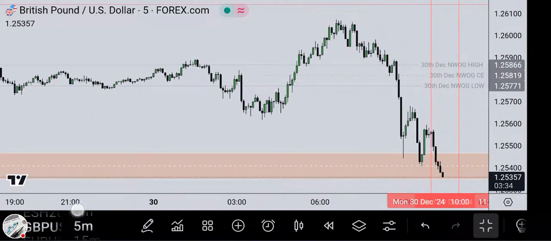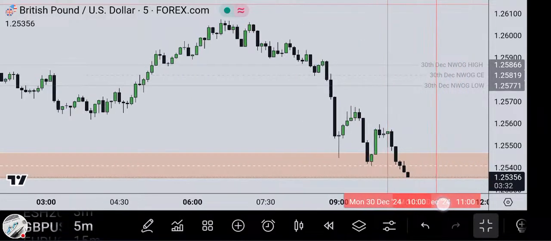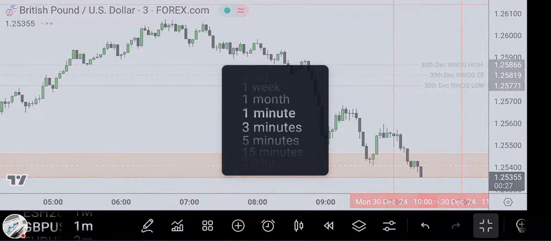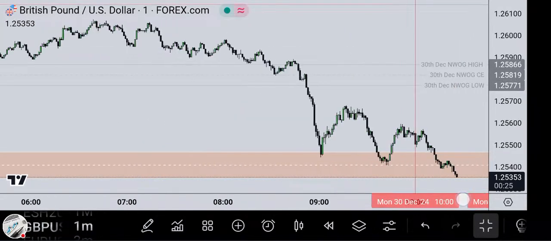So this is the inversion fair value gap. And you can see price going low. So that's what you want to see. You see it's expanding lower, it's expanding lower, expanding lower. So that's the silver bullet for the AM.